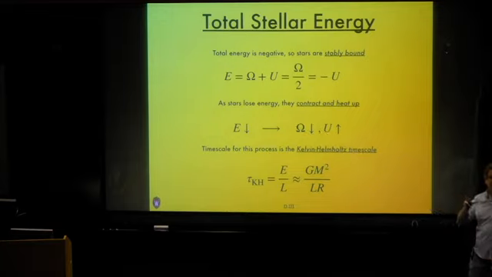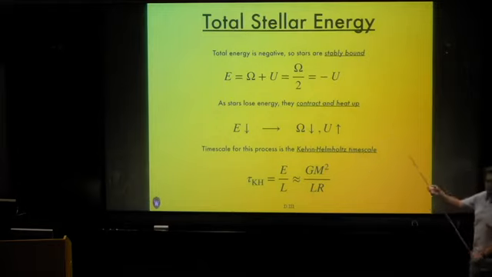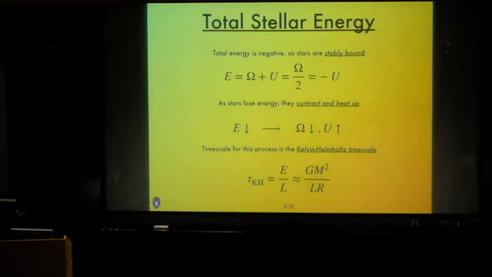That must mean the star has shrunk, so it's contracted. But it also, by this equality here, must mean that the thermal energy of the star must have gone up during this process. So a star with no other sources of energy, as it loses energy into space, will contract, and it will also heat up. That's the thermal energy going up.